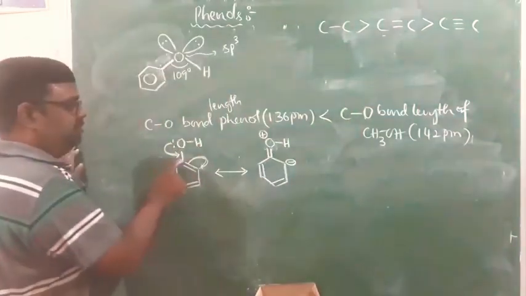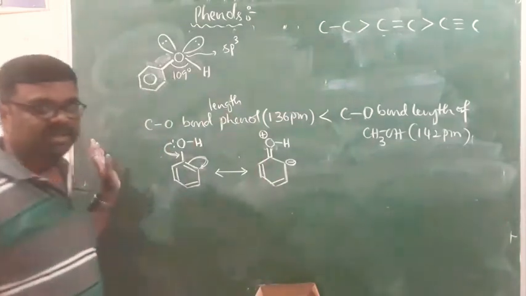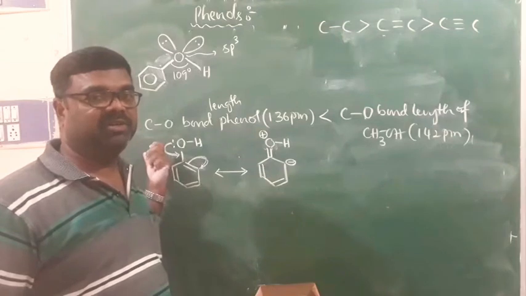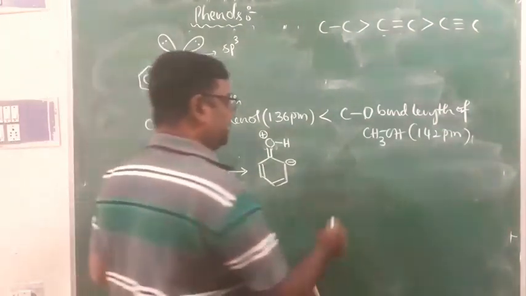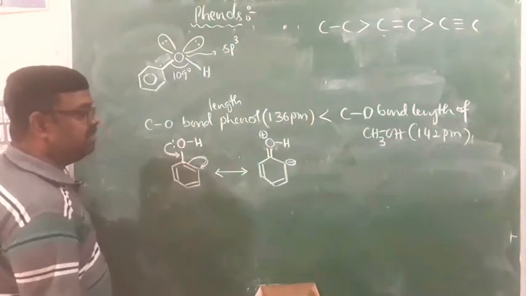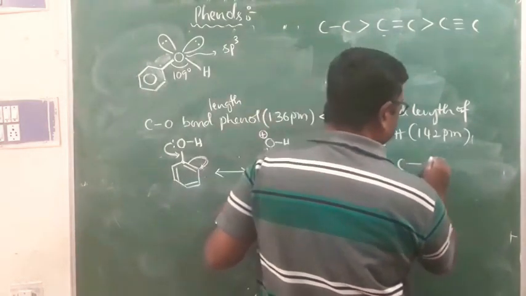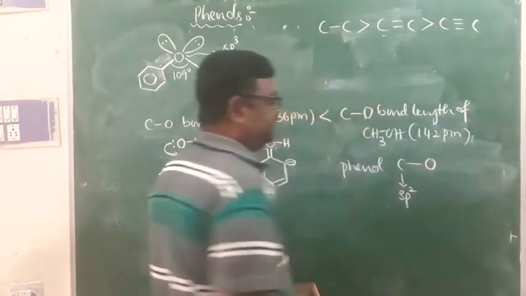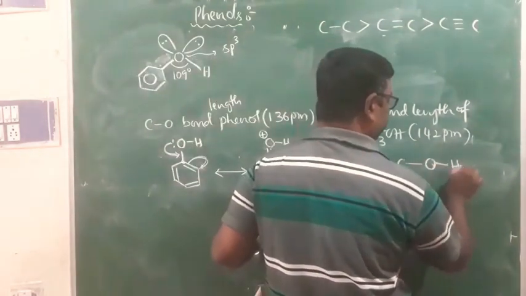So here, due to the partial double bond character, bond length decreases. And that double bond character is due to the resonance of the unshared pair of electrons on the oxygen with the pi electrons of the benzene ring. Apart from that, in the case of phenol, oxygen is directly attached to the sp2 hybridized carbon atom. Oxygen is directly attached to the sp2 hybridized carbon atom.